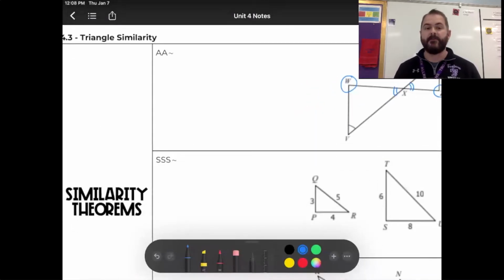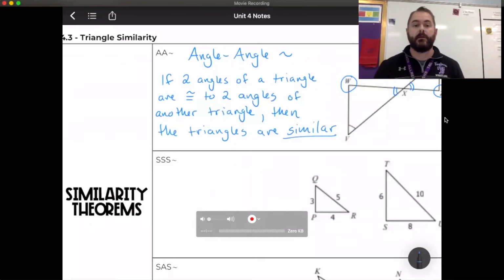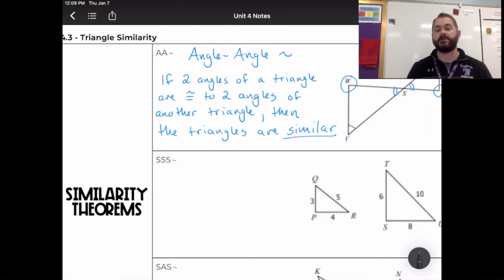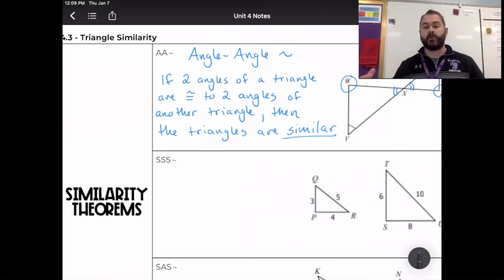And so here's what we have for our first similarity theorem, and that is angle-angle similarity. That symbol means similar again, okay? And here's what angle-angle similarity states. If two angles of a triangle are congruent to two angles of another triangle, then the triangles have to be similar. So this is kind of like we had side-side-side congruence and those kind of things for congruent triangles. For similar triangles, the first one we talk about is just angle-angle, because it takes two angles of one congruent to two angles of another for the triangles to be similar.